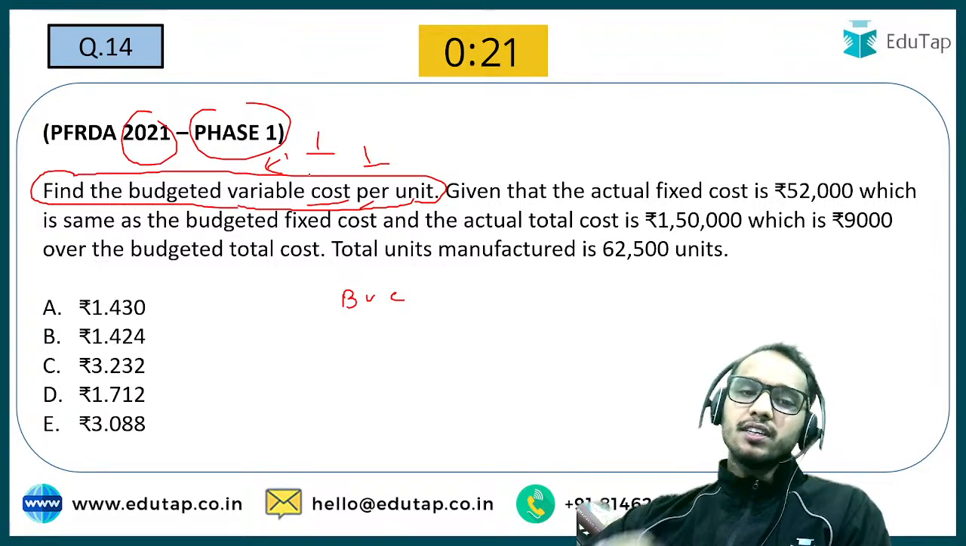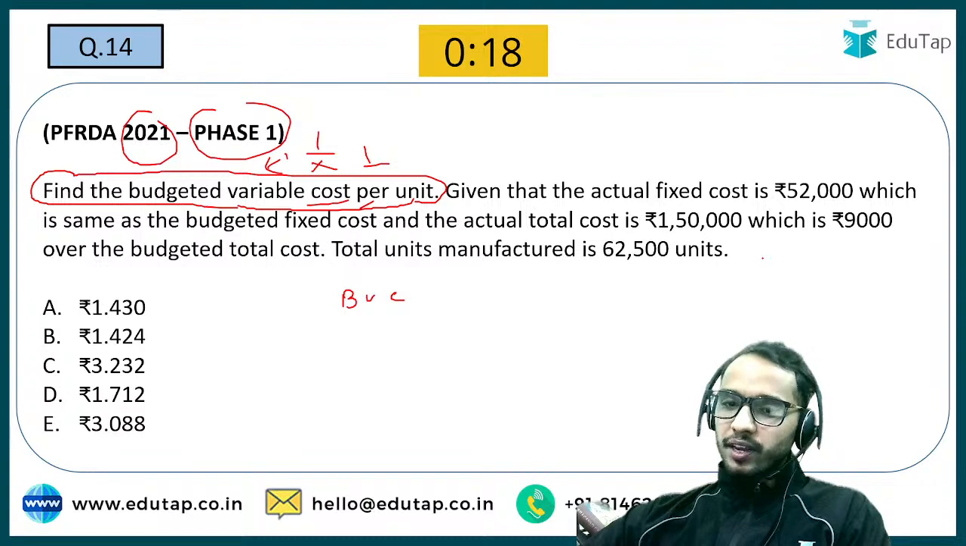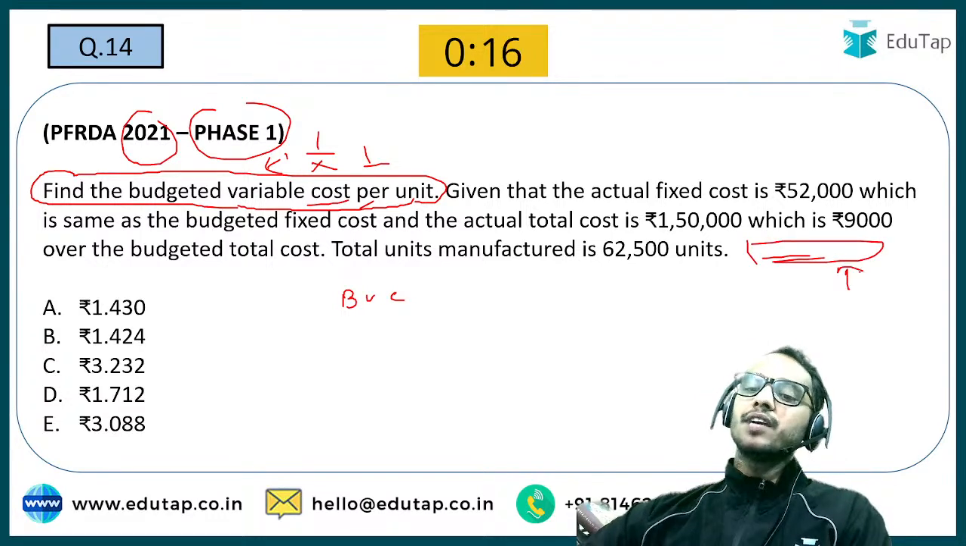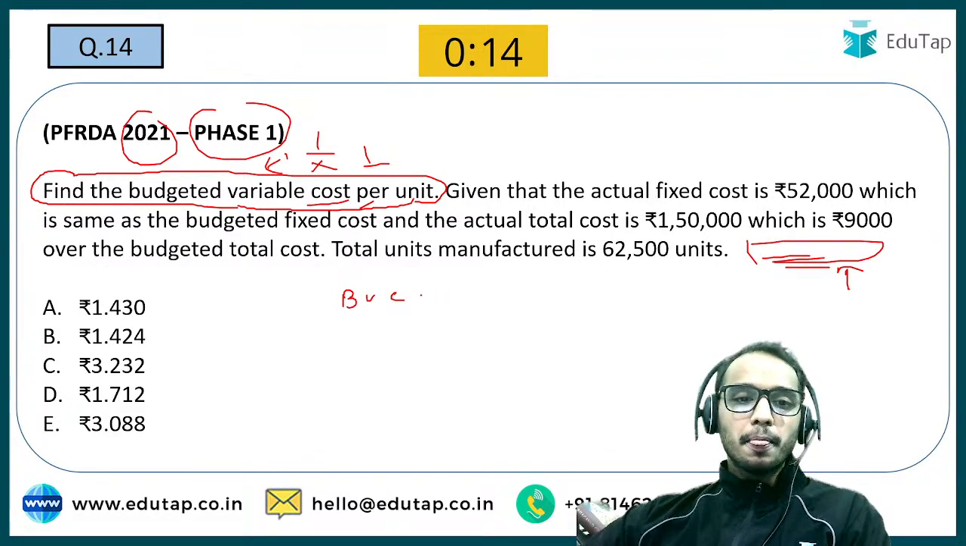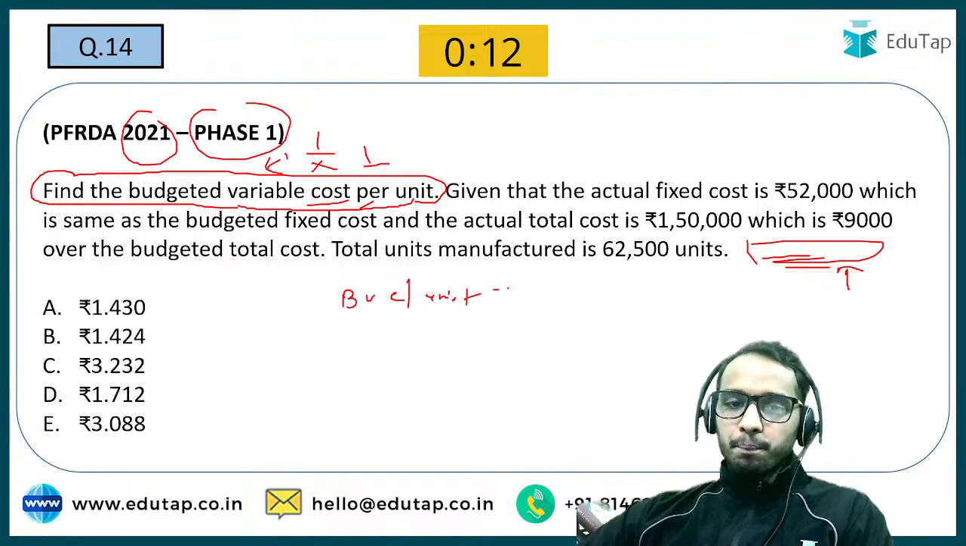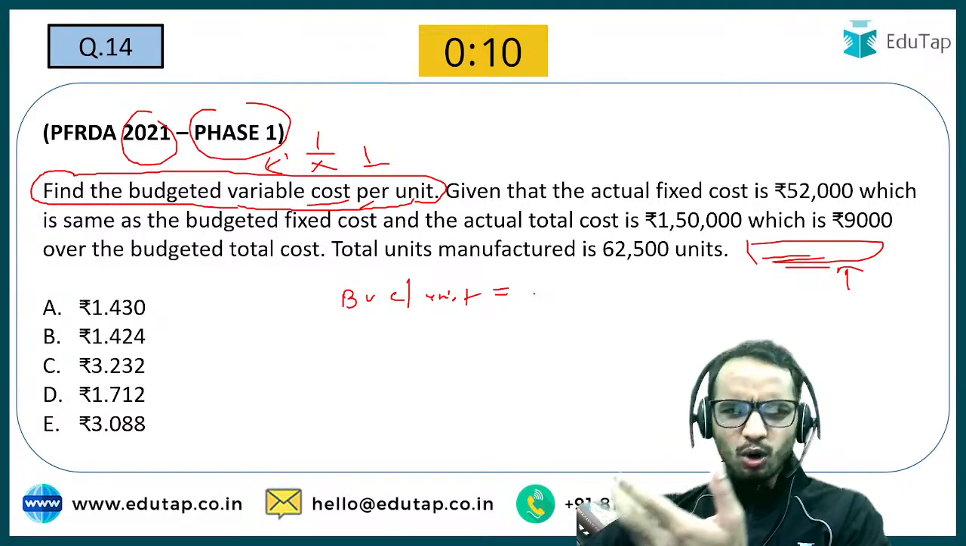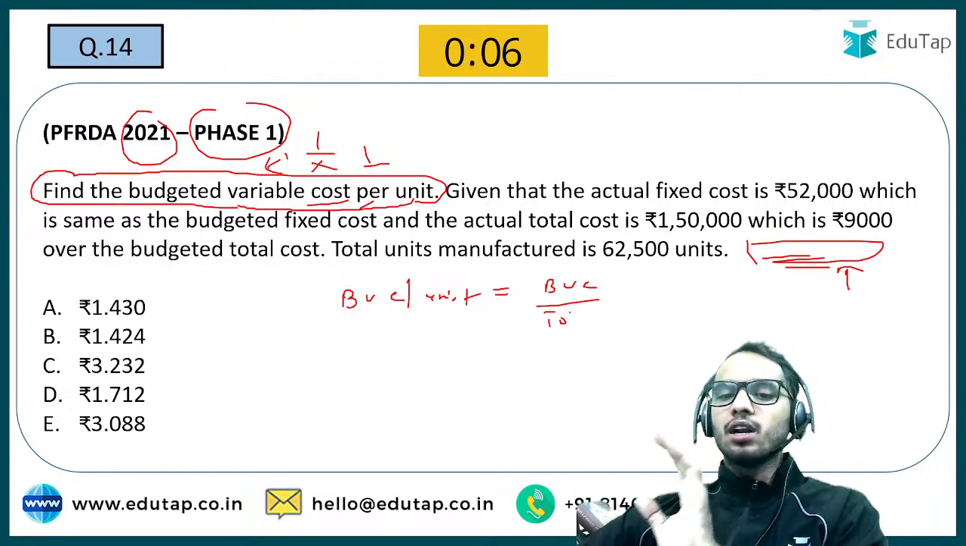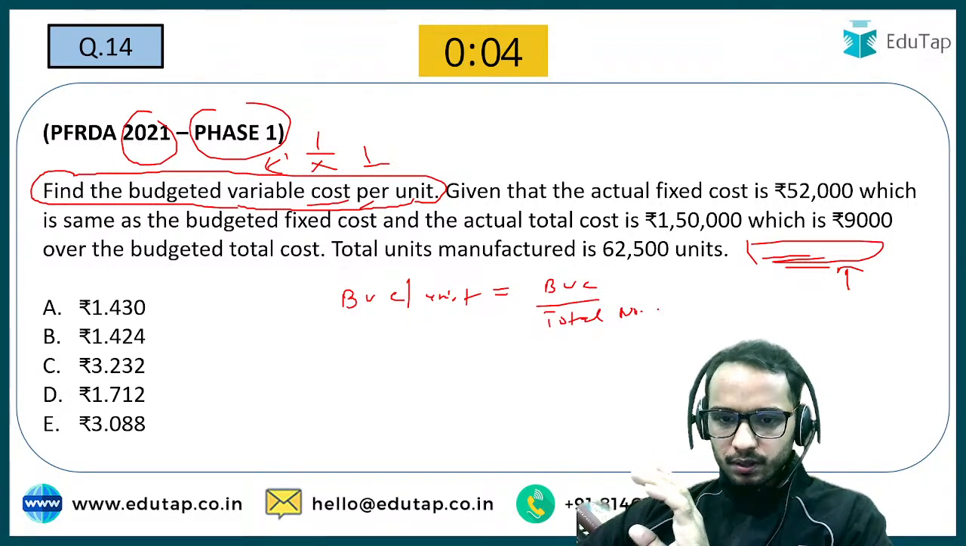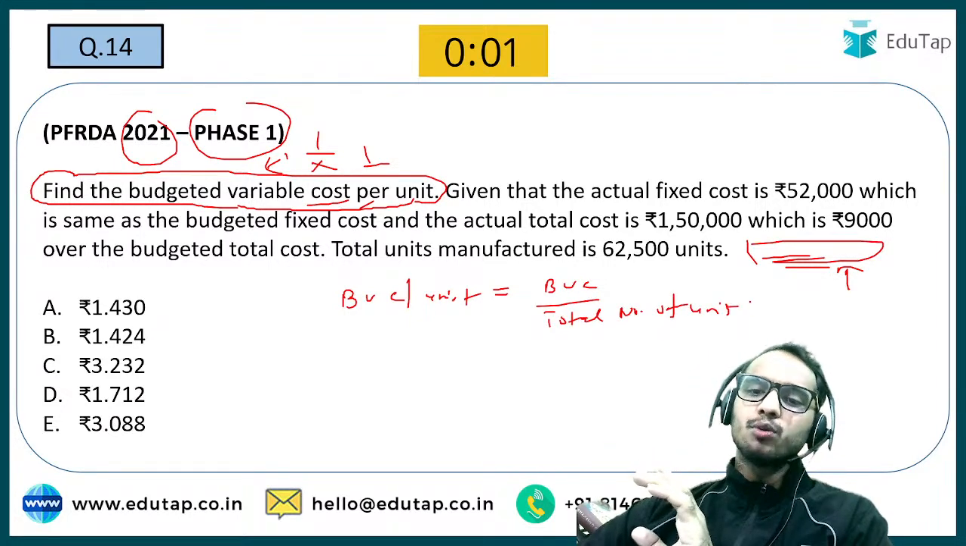Suppose instead of here it has been placed here, then you will read this sentence first. So budgeted variable cost per unit will be what? Total budgeted variable cost divided by total number of units. Easy, right? So now let's read out the other statements.